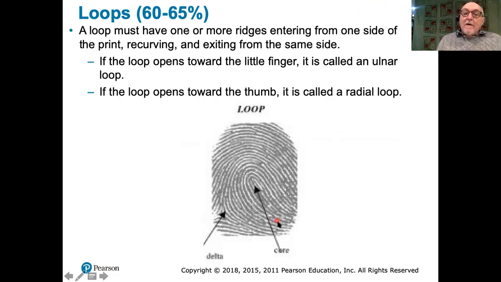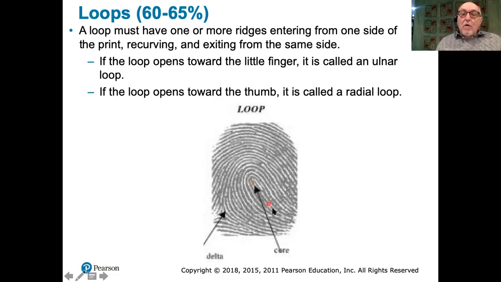So if the loop points towards the little finger, like that, if the little finger was on this side, we would call that an ulnar loop. If it points the other way, and it points towards the thumb, that is called a radial loop.